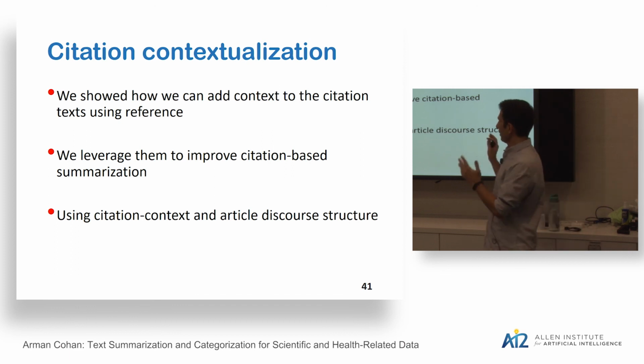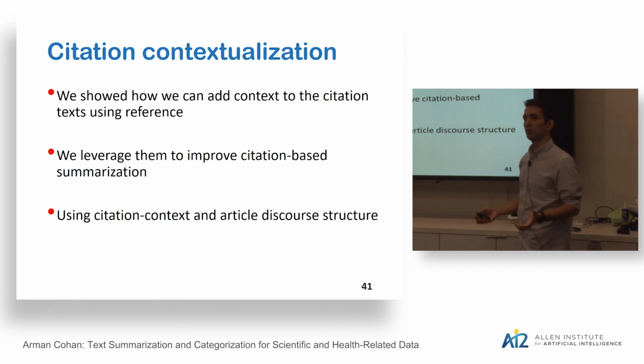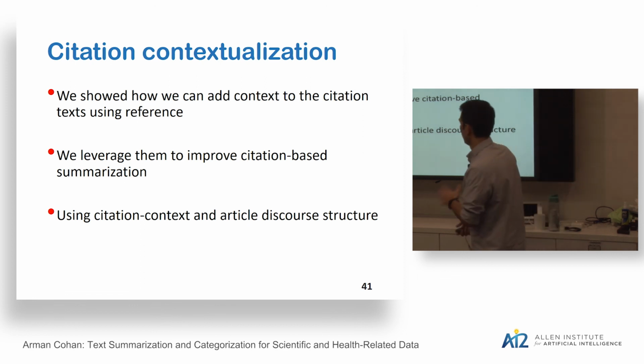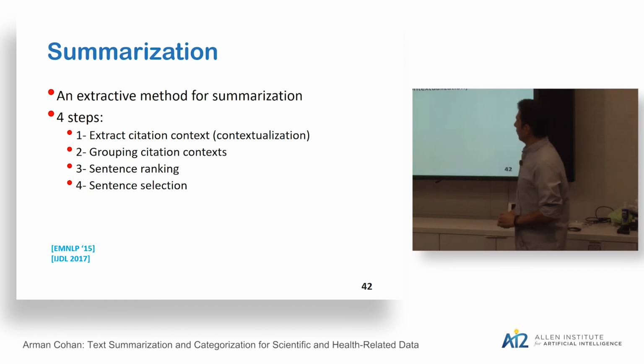So to summarize, we showed how we can add context to these citations. Now we want to use them to summarize papers. How we can do this, I will talk about. So this was an extractive method for summarization, which basically takes advantage of the context of the citations in the paper. It includes 4 steps. It's a kind of pipeline approach. I talked about the first one, which is extracting this context. Then after we extract them, we group them together. Then we rank the sentences within each group based on their importance. And finally, we select sentences for the final summary.